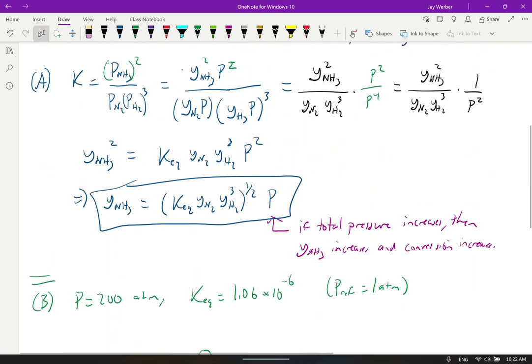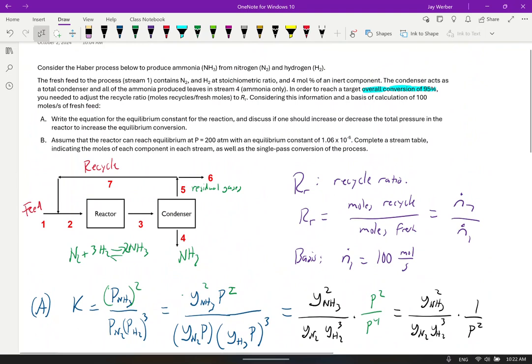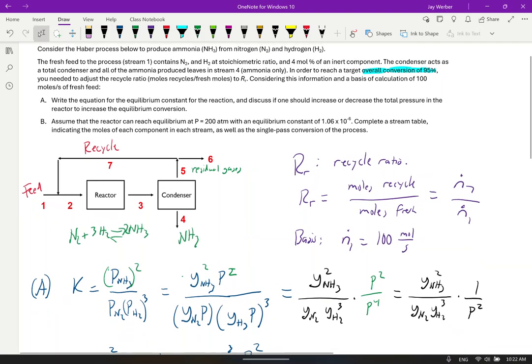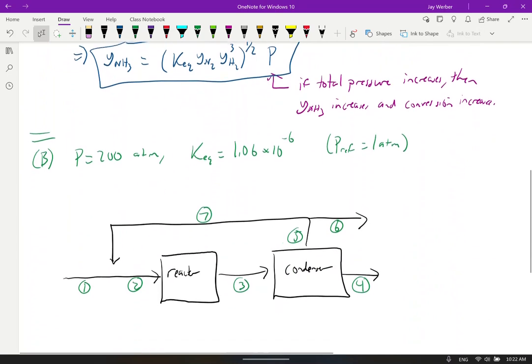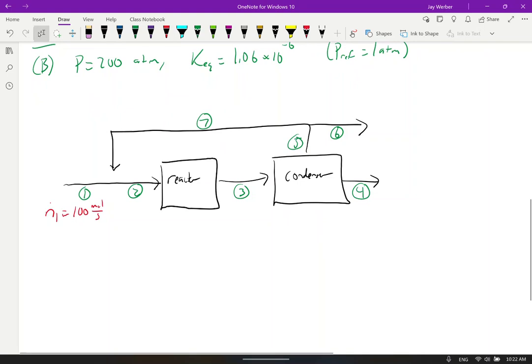So what do we know? We have ammonia and hydrogen at stoichiometric ratio. Okay, so what does that mean? So N1 is equal to 100 moles per second. And then we have N2. YI, the inerts, is equal to 0.04 moles of I per mole.